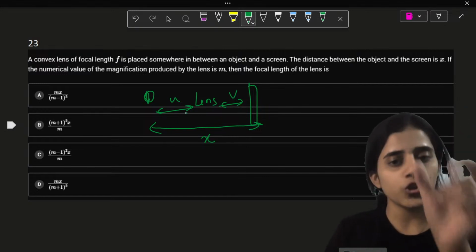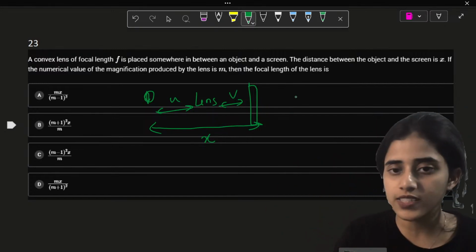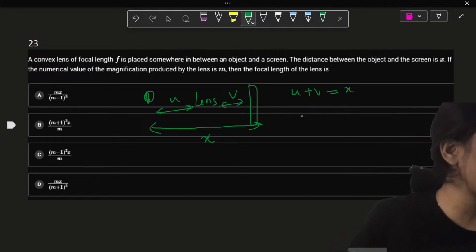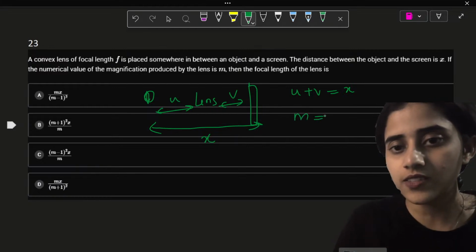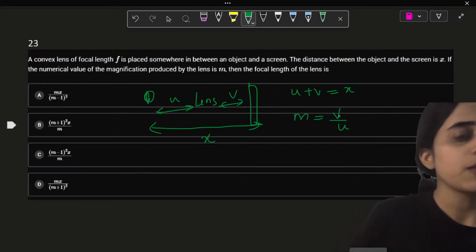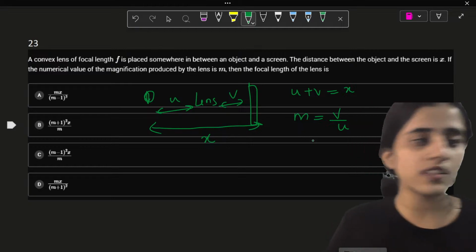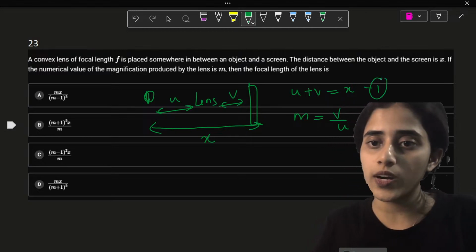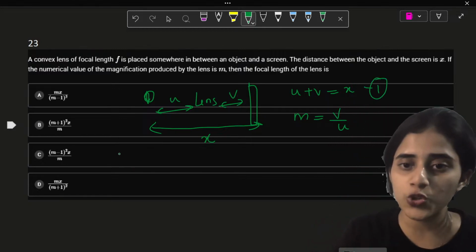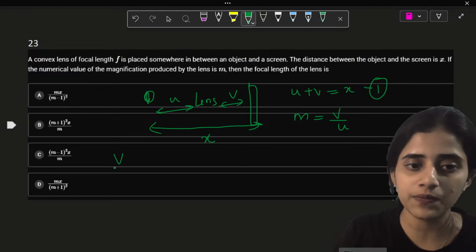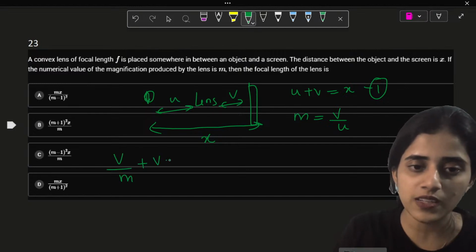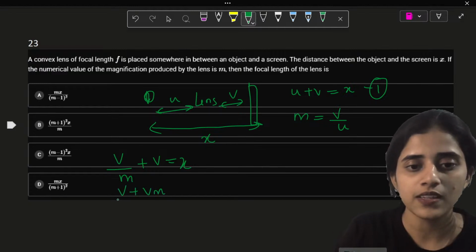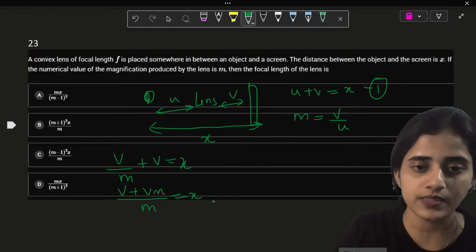Okay. So u and v together is what is x. So u plus v is equal to x. That is the first thing that we know. Now, what is magnification? Magnification is v by u. Both of these are given to you. These are the things that we know. Now, let's substitute the value of m in our equation 1. So, first we will substitute it for u. So, what is u? V by m. So, v by m plus v is equal to x. So, v plus vm by m is equal to x.